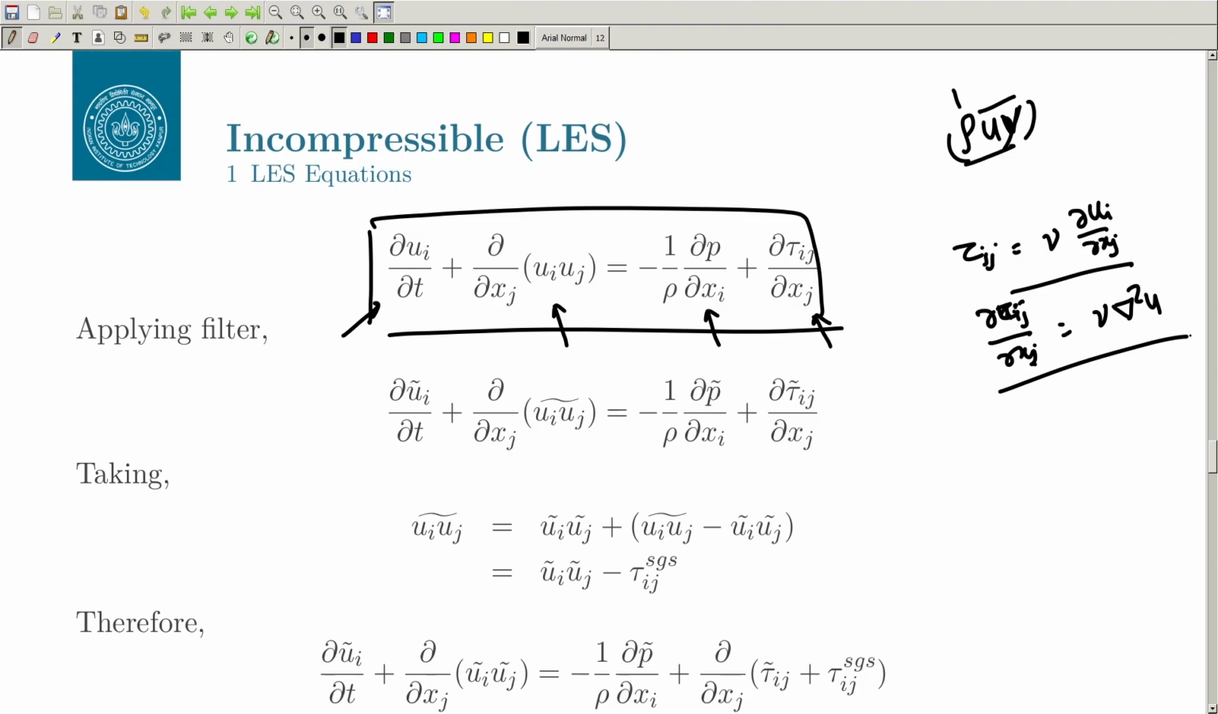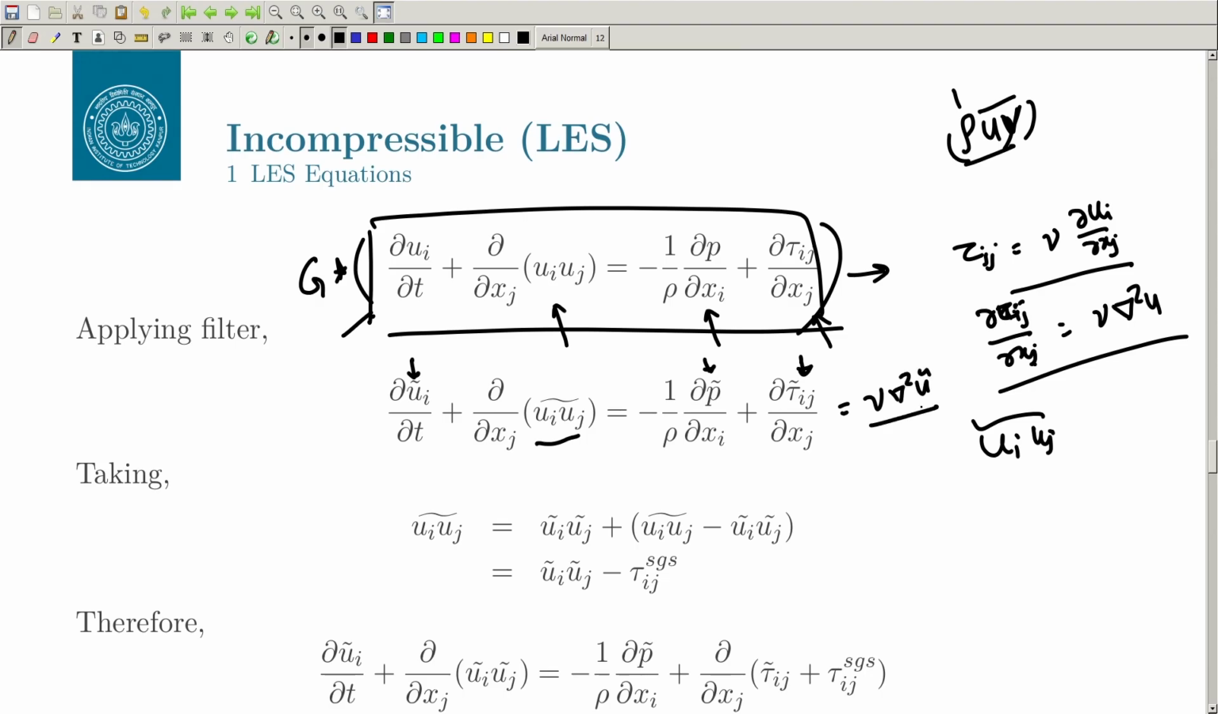So, we are applying a filter on this Navier-Stokes equation. Basically, you are multiplying this by g. So, what will happen? The first term will get a filter here. Here you get a term which is u i u j with a filter on both of them. Then p will get a filter. And finally, you will have a filter on the tau i j term, the shear stress term also, which is basically nothing but nu del square u filtered.